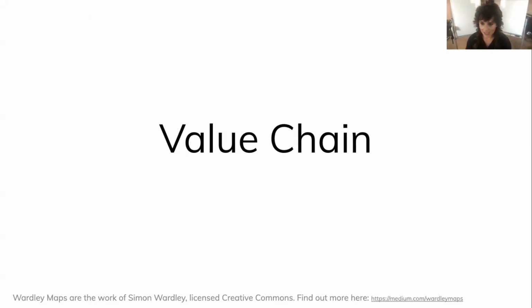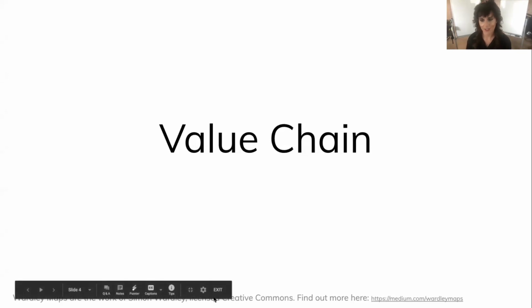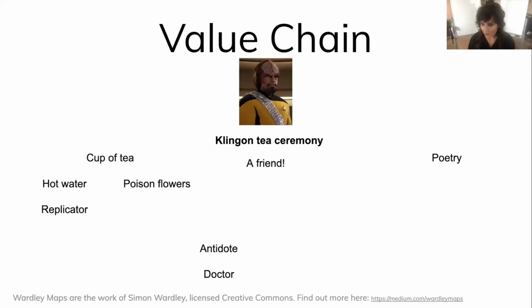So the first thing you've got to have when you are going to create a Wardley map, because you want to seem smart or cool or whatever the case may be, is a value chain. So you're going to need to map a value chain. I have done that for you all. I decided to create a value chain of something that I find interesting, which is the Klingon tea ceremony.